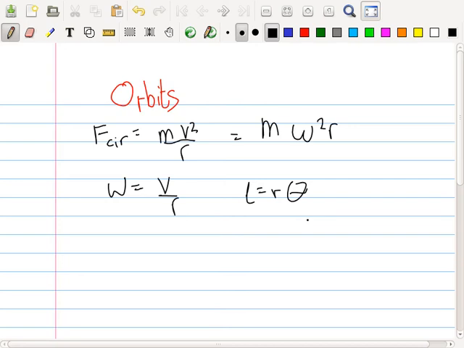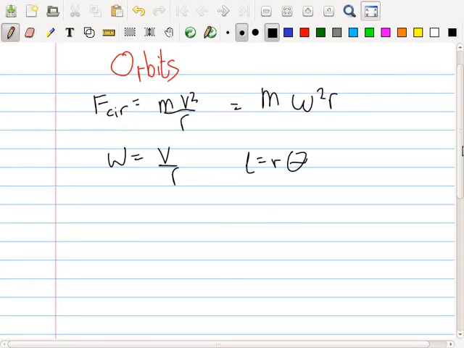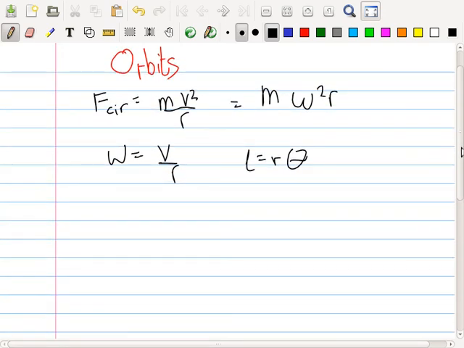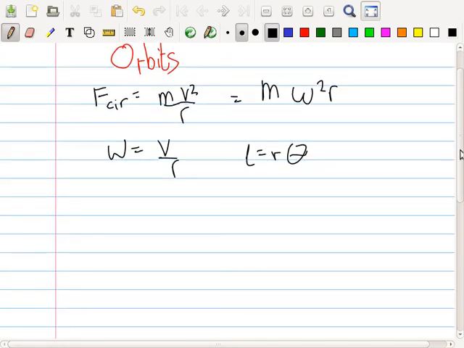That was all our formulas, wasn't it? L equals r theta. If we need L and they give us the r, and the angle is 45, we change it to radians. It would be pi over something.